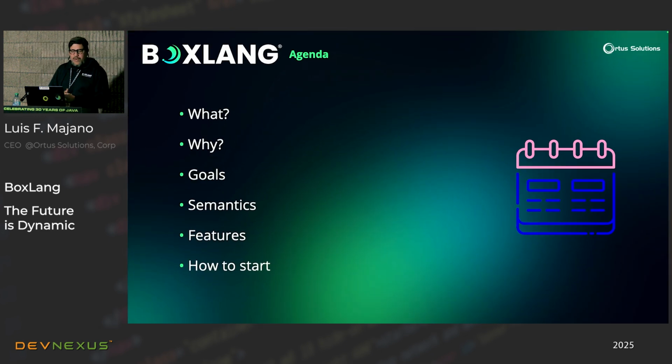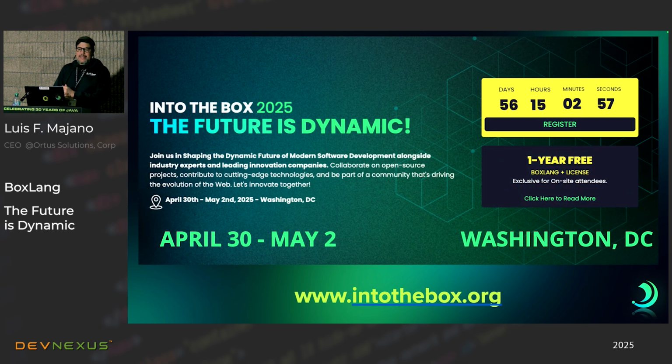All right, so we're gonna have a few points to discuss. What is BoxLang? Why did we create a new programming language? A little bit of a discussion on this. The goals that we had, the semantics, so what is different than other languages, and then of course our feature set and how you can start. We are on release candidate. This is gonna be released in a few months in Washington, DC, in our own conference. I'll publish the slides so you guys can get more discounts and see where to go for our conference.